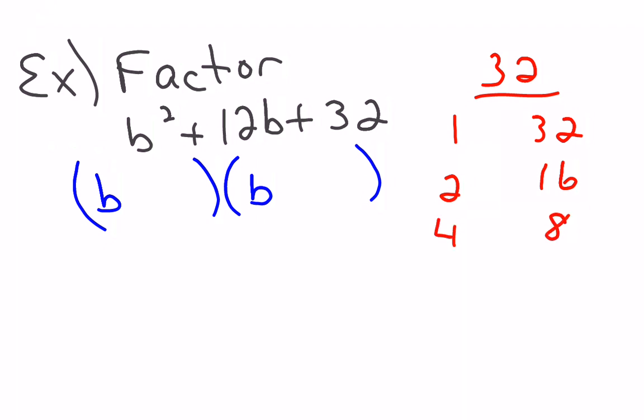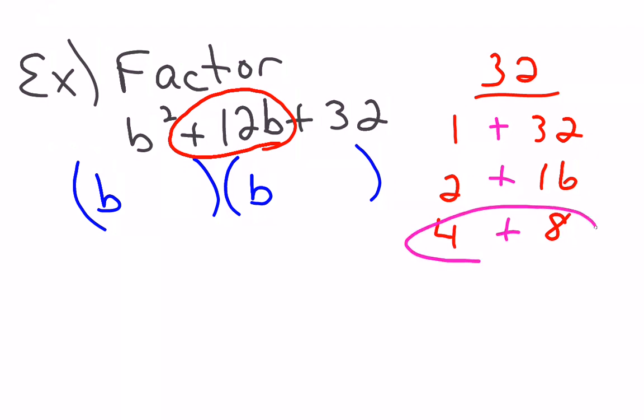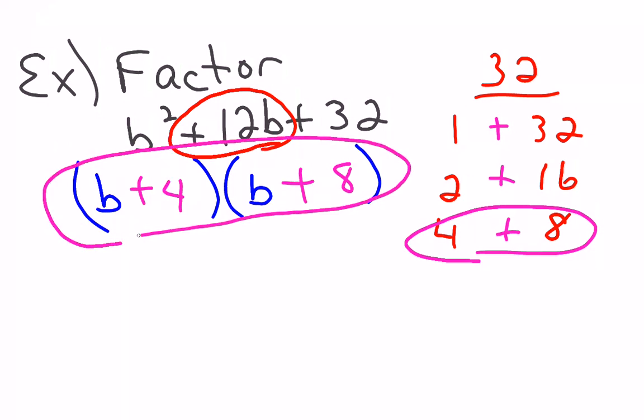I think that's it. So notice we want to look at that middle term. So two numbers that multiply to 32 but add to 12. So if I were to add these up, which one adds to 12? 1 plus 32, 2 plus 16, or 4 plus 8? The answer is 4 plus 8. So 4 and 8 go in here with plus signs. And so that's our final answer. B plus 4 times B plus 8.